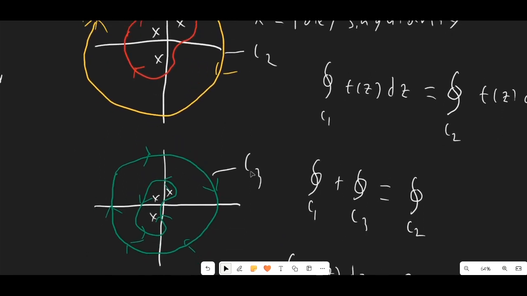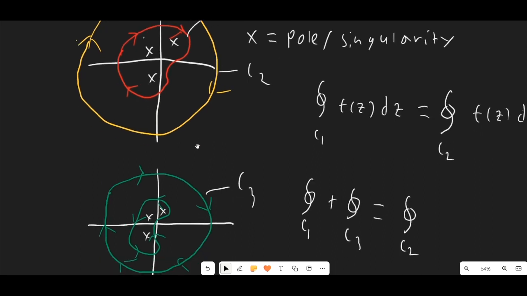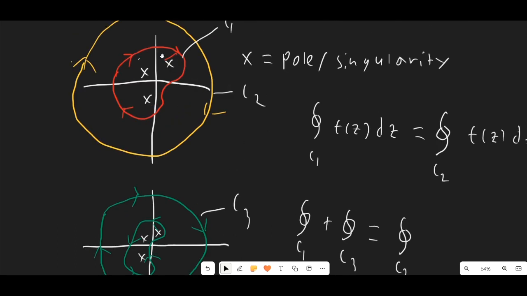Let's imagine a third curve, c3. Now, c3 looks a lot like c2. It has this outer circle that matches up exactly like c2, and it has this inner circle that goes counterclockwise here, while c1 actually goes clockwise. So essentially, since these integrals go in opposite directions, it's like integrating from a to b or b to a. It's just going to be a minus sign. So if we add the integral over c1 and the integral over c3, we get c2, because this just ends up subtracting this one.